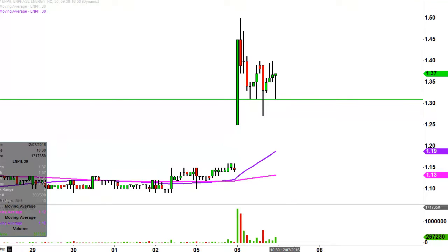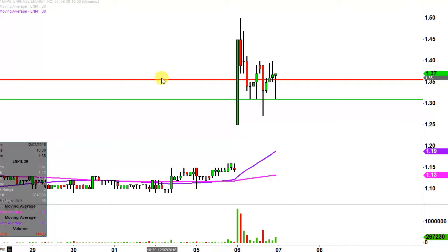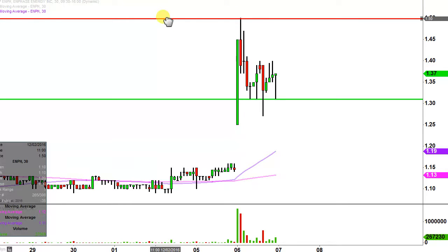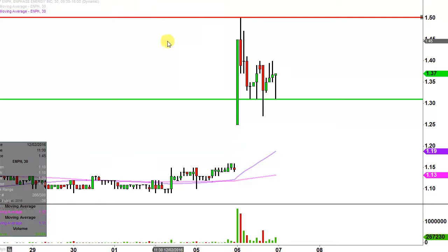Now, what about levels of resistance? There's two key ones that stand out. First one being the fun one, the fun level of resistance. What do I mean by that? Well, I'll be the first to admit that it is fun to talk about testing previous highs and breaking new highs, and that's what $1.50 does indeed represent.